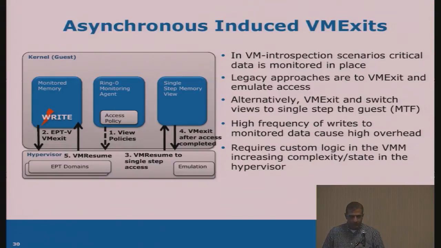The other problem is there are still asynchronous induced VM exits, right? You can control synchronous VM exits by placing them into your code path wherever you want the execution to cross protection domains. There are also cases where you're monitoring data in place and you don't know when that data write is going to happen, right? Whenever that data structure write happens, in legacy architecture, even with separate protection domains, we would have to exit into the hypervisor, and either emulate that access in the hypervisor, or switch back into the guest with a control like monitor trap flag to essentially single step those accesses.